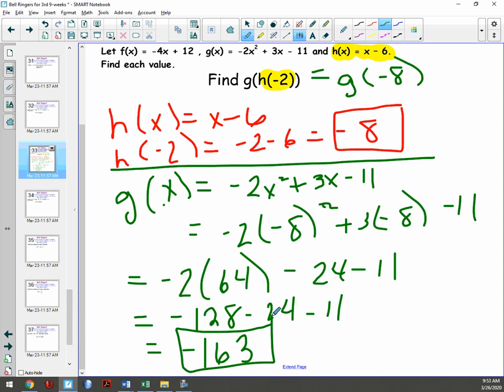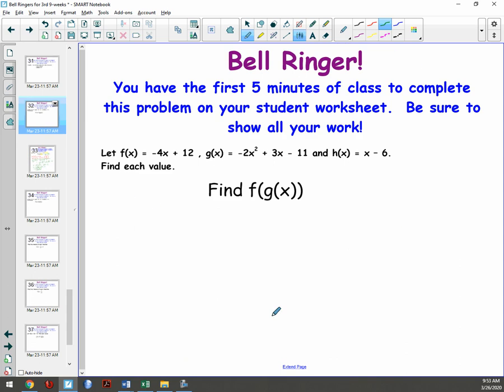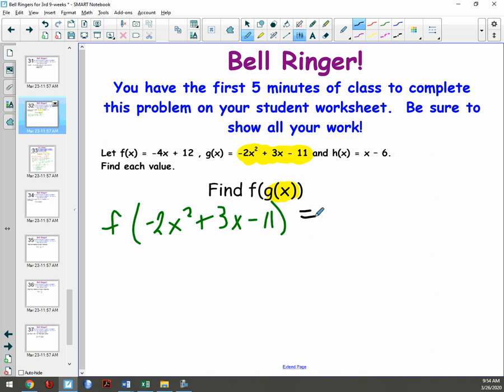Well, what happens whenever we don't have a number, like the one previous to this problem? Well, that means you're going to work from the inside out. So this says to do f at g of x. Well, what is g of x? G of x is defined to be this right here. So you're simply going to plug that in for x in the f function. Well, with that being said, f is defined to be this right here.